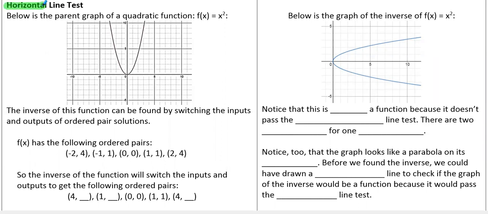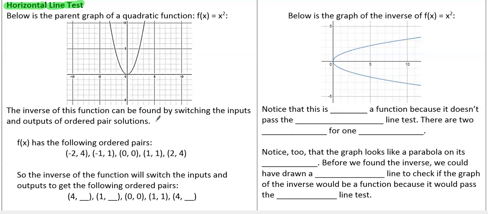Oh my gosh, remember the vertical line test? Now we have a horizontal line test? Let me explain why. Below is the parent graph of a quadratic function, f of x equals x squared. We know that 0 squared is 0, 1 squared is 1, 2 squared is 4, negative 1 squared is 1, negative 2 squared is 4. Okay, so far so good.